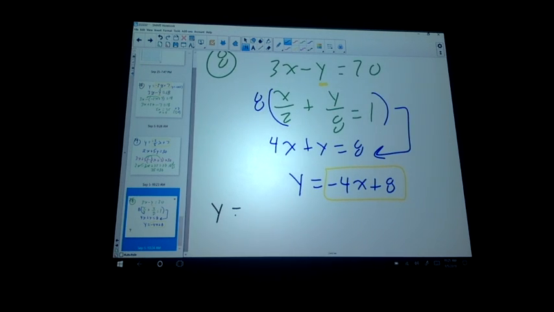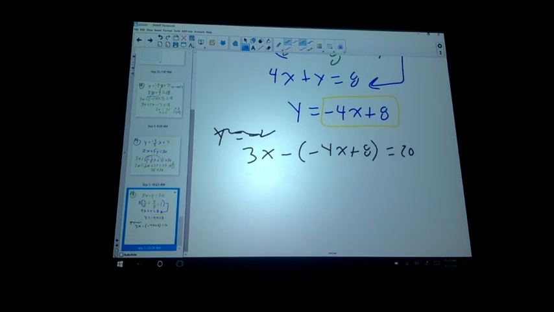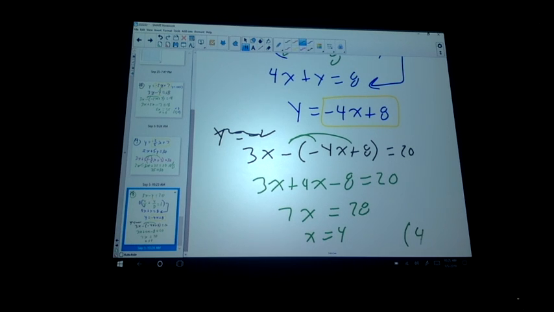So let's see, y equals, 3x minus this equals 20. Okay, and again, this one, you're going to have this negative to distribute both spots. And then 7x, add 8, so x equals 4. And then I can take that 4 and plug it in right there, so that's going to give me negative 16 plus 8, so that's negative 8. There's my answer. So if I had graphed these, that's where we would have crossed.